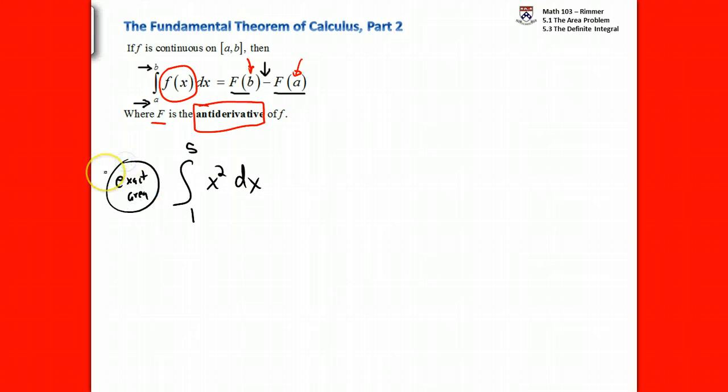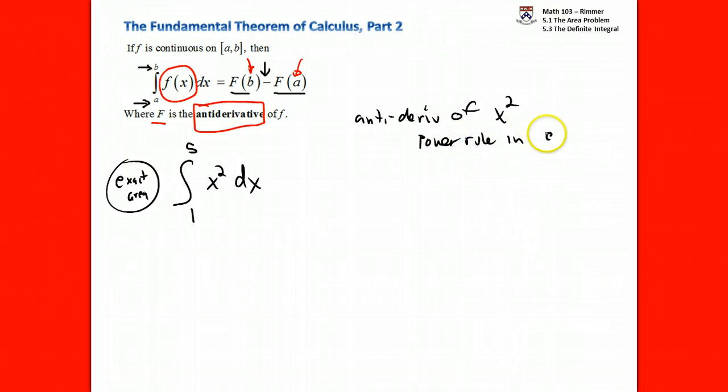Fundamental theorem of calculus says, okay, find the antiderivative. Go back to section 4.8. The antiderivative of x squared is, using the power rule in reverse, you add 1 to the exponent and you divide by exactly the same thing. So the antiderivative, call it capital F, is 1/3 x cubed, if you want x cubed over 3.